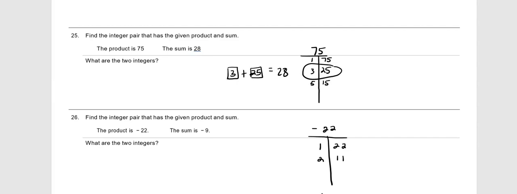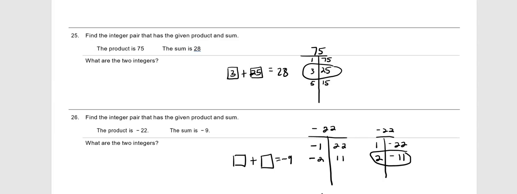And so since this is a negative 22, one of these numbers must be negative. So it could be a negative 1 times 22, or it could be positive 1 times a negative 22. It could be a negative 2 times 11, or a positive 2 times a negative 11. Either way, we are looking for which factorization will add to equal a negative 9. And of course, that would be the 2 and the negative 11. That equals negative 9.